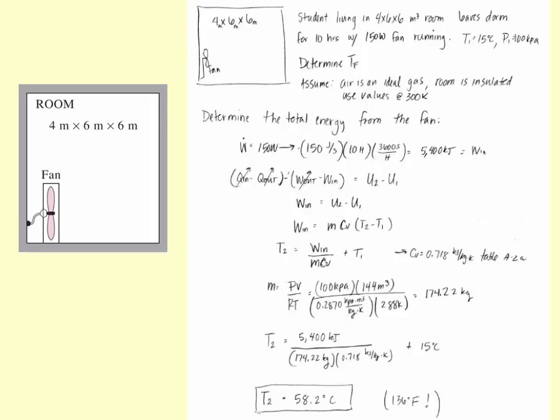And C sub V, which we looked up in the table as 0.718 kilojoules per kilogram Kelvin. And then let's see, work in, and then plus our 15 degrees Celsius. If we add on 15 degrees Celsius here, that means we're going to find T2 in terms of Celsius. If we converted the 15 to Kelvin, then we would find T2 in units of Kelvin. Okay, so this is getting messy.